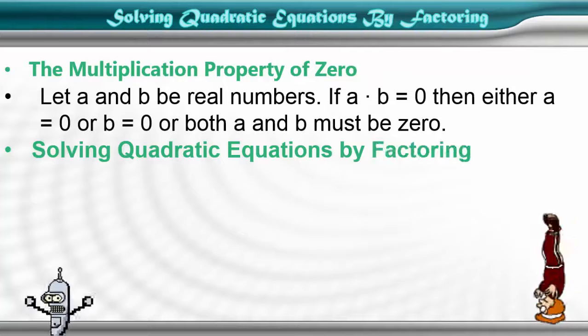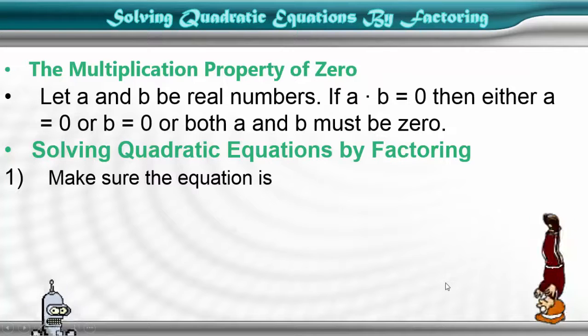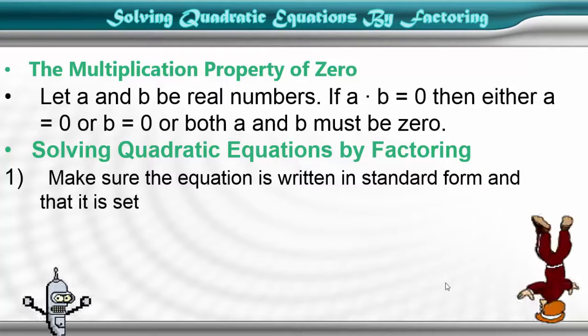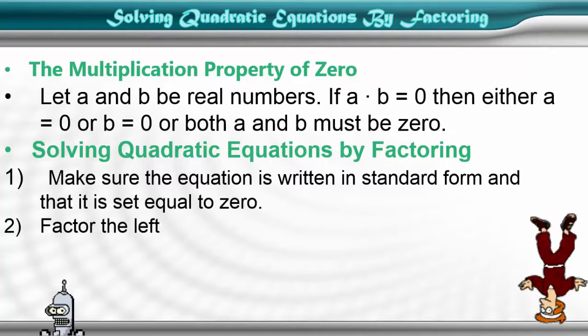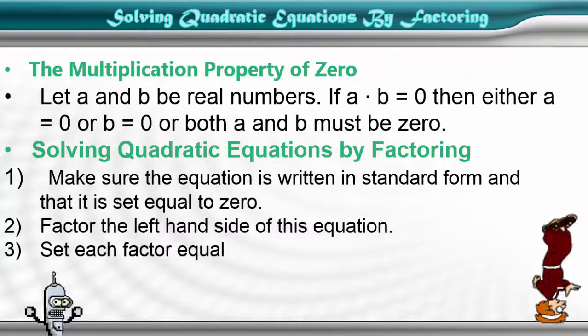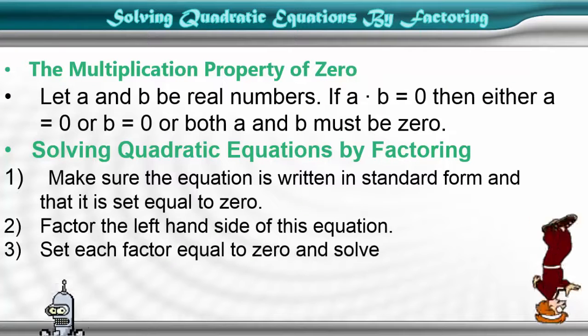Solving quadratic equations by factoring. 1. Make sure the equation is written in standard form and that it is set equal to 0. 2. Factor the left-hand side of the equation. 3. Set each factor equal to 0 and solve for the variable.